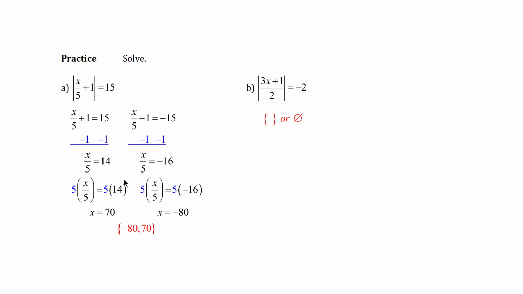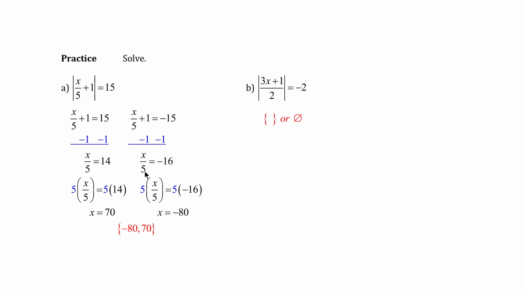Next, we go ahead and solve the second equation. So we get rid of the plus 1 by subtracting 1 from both sides of the equation. On the left-hand side, plus 1 minus 1 cancels out, and then we bring down the x over 5. On the right-hand side, negative 15 minus 1 is negative 16. The result is x over 5 equals negative 16.